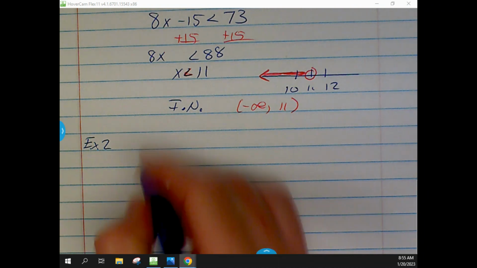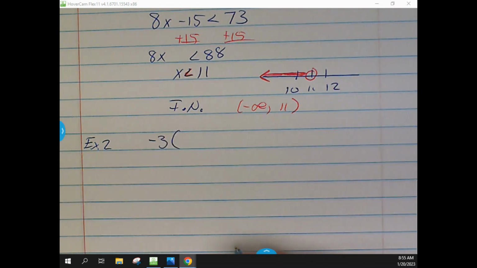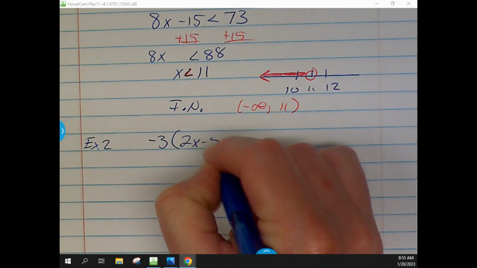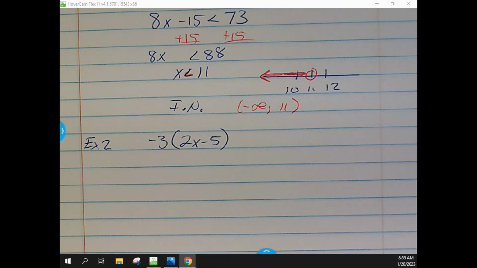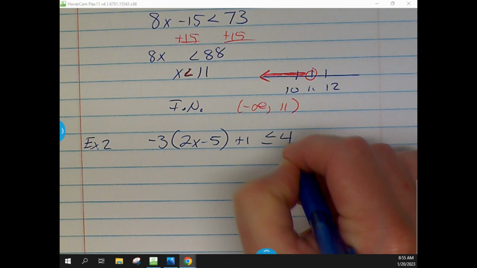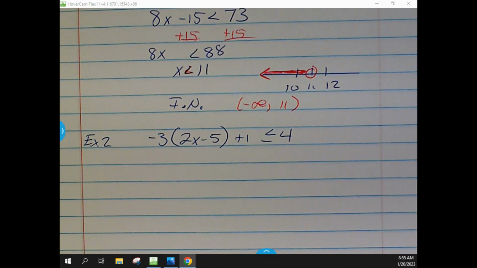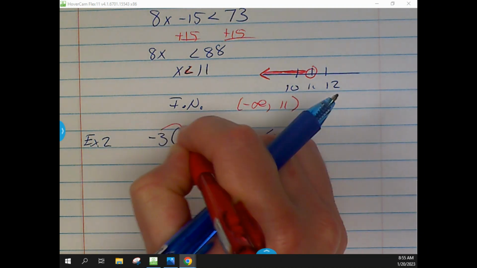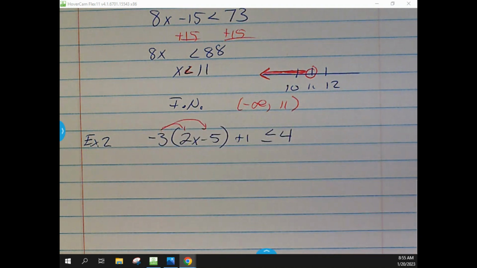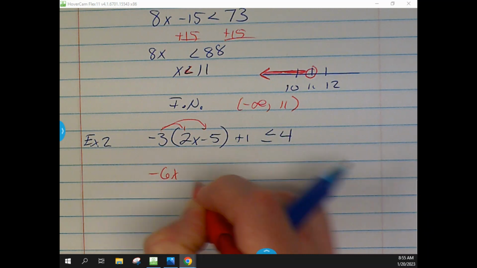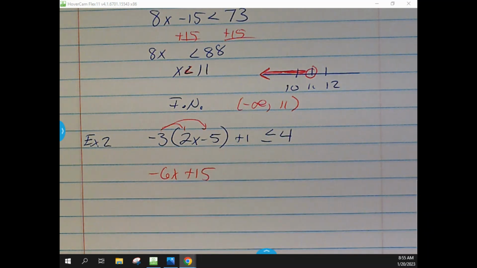All right, so for example 2, same thing, just making it a little bit tougher, a little longer. So we've got negative 3 times 2x minus 5, plus 1, less than or equal to 4. Okay, so the very first thing is to go ahead and distribute out the negative 3. So we've got negative 6x plus 15.